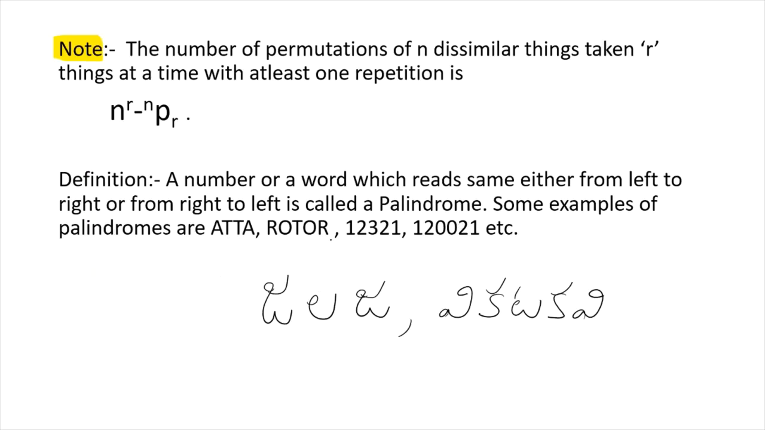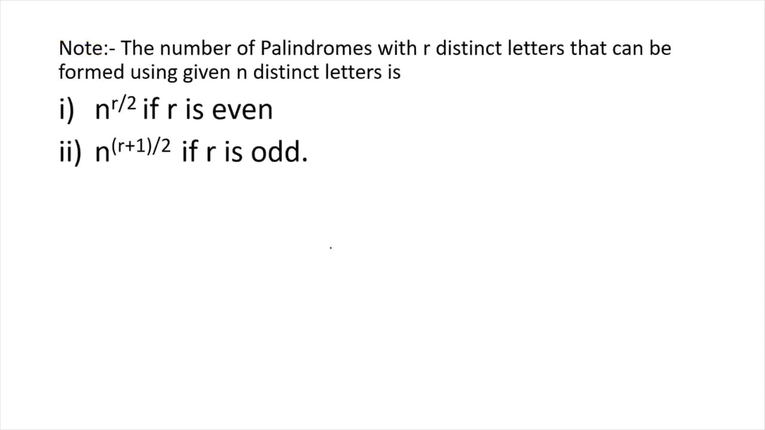Now we have to count how many palindromes we can form using n distinct objects of length r. The number of palindromes of n distinct objects of length r is going to be n raised to r upon 2 when r is an even number. When r is an odd number, then the result is going to be n raised to (r plus 1) upon 2. You can easily visualize this result.